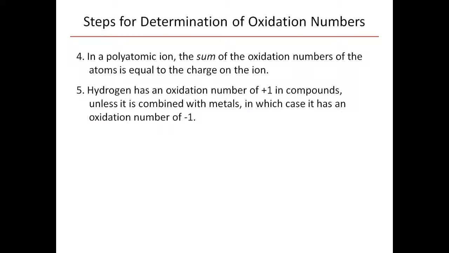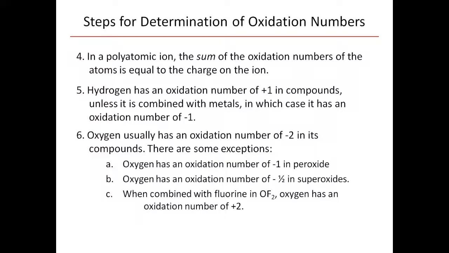In all other cases, because of its position on the periodic table and its relatively low electronegativity compared to other elements that can form covalent bonds, it'll have an oxidation number of +1. Oxygen, because of its position, usually has an oxidation number of -2. Now, there are 3 exceptions as to when oxygen will not have an oxidation number of -2.